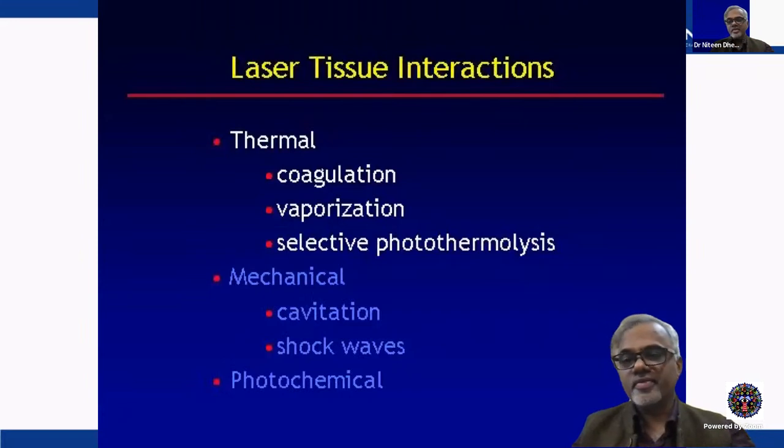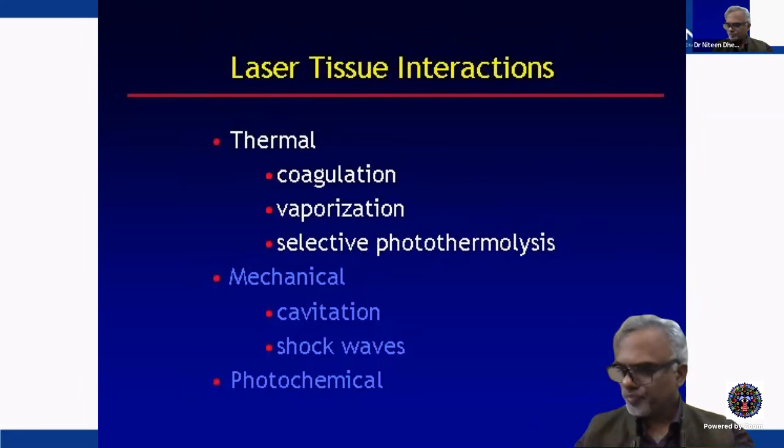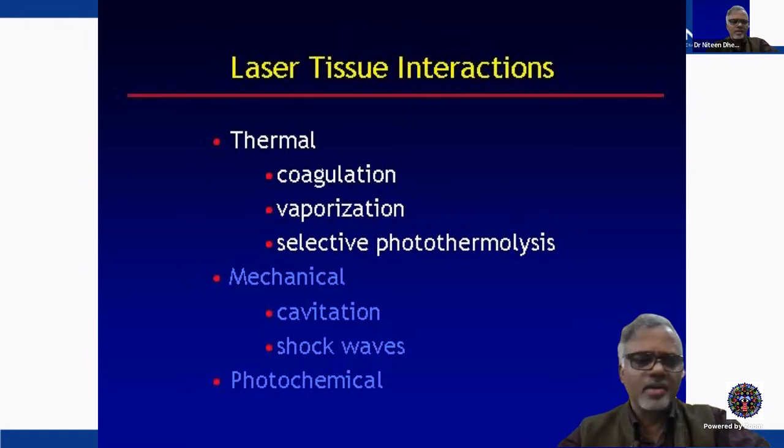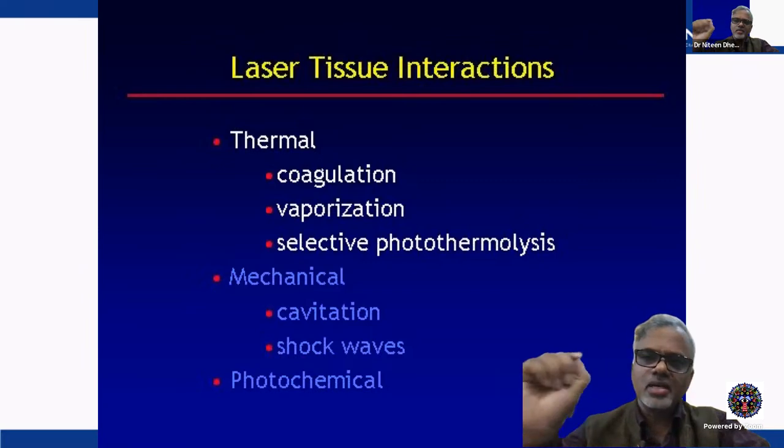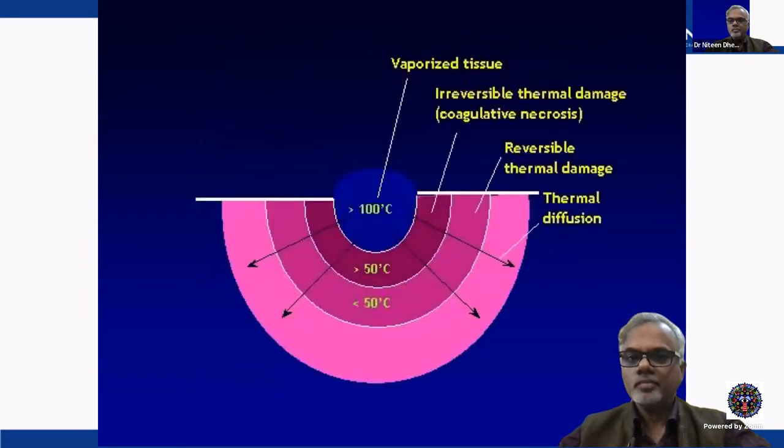So when this laser falls on a tissue, what happens? Either the laser energy is converted to heat, which is called a photothermal effect. It means light is converted to heat. So there is coagulation, there is vaporization, and there is selective photothermolysis.